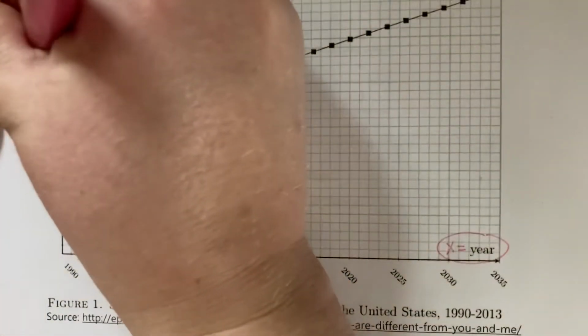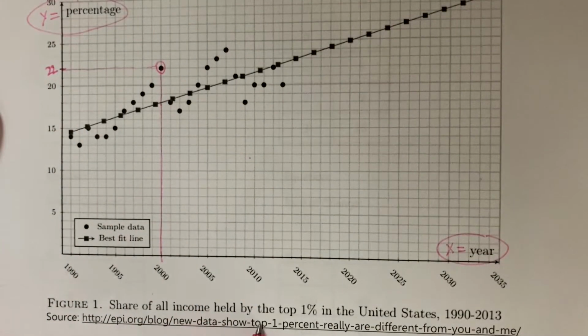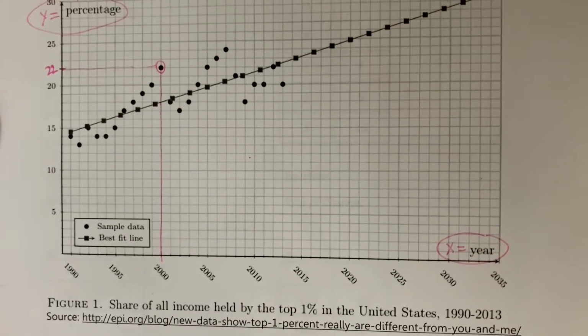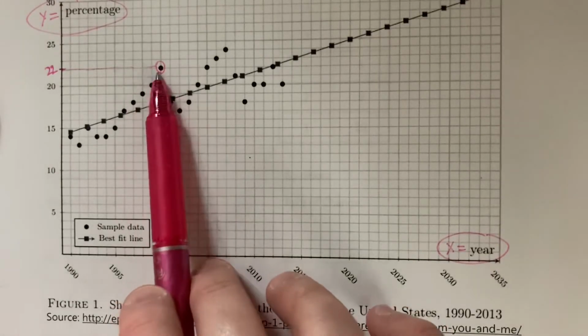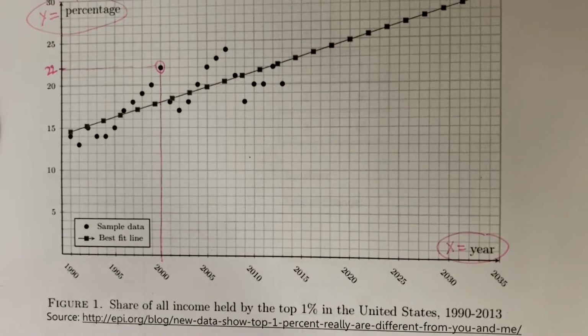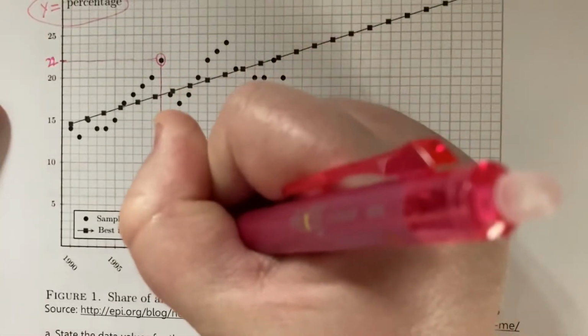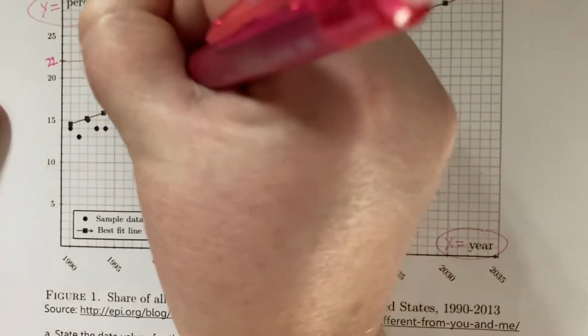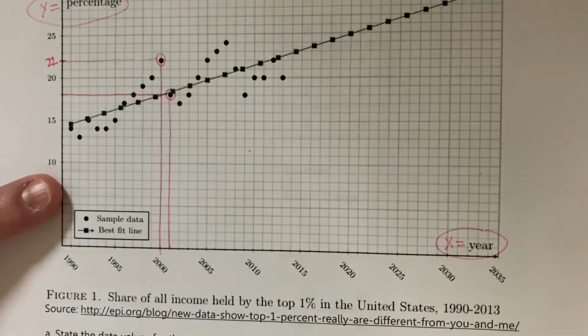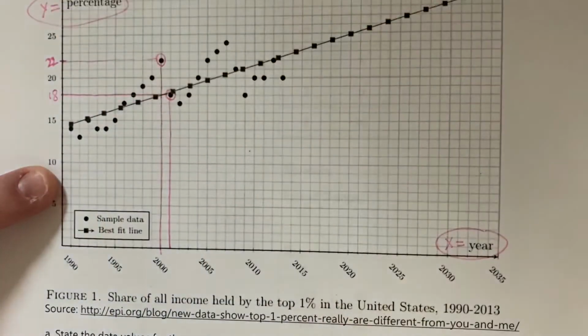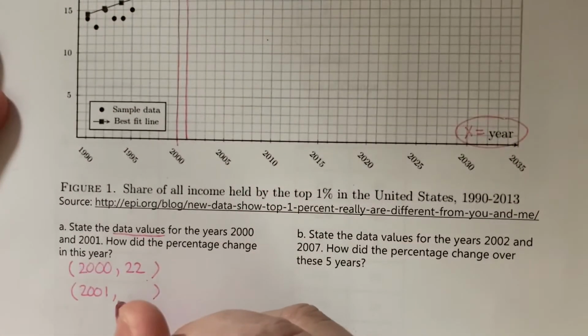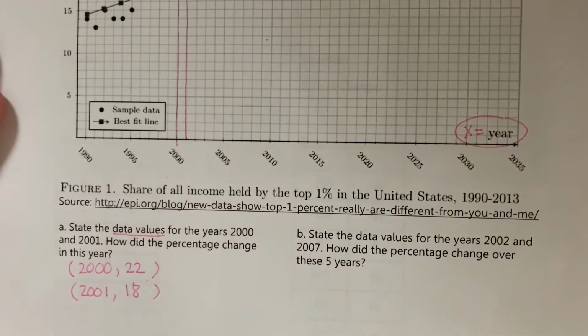In this case, that's 22% of all income held by the top 1% in the US. So we're looking at how the rich get richer, so to speak. 22% of all the income was held by 1% of the people. So I'm putting 22 down for y. Let's do the same thing for 2001. I take 2001, I go up to the point, and try to find what the y value is. It looks like it's at 18. So at 2001, the y value is 18.